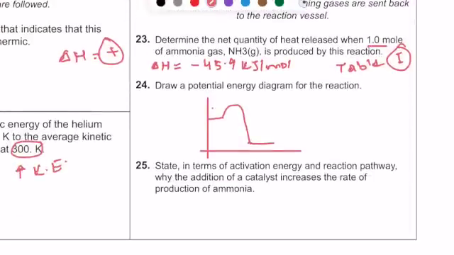State in terms of activation energy and reaction pathway why the addition of a catalyst increases the rate of the production of ammonia. So remember, whenever you add the catalyst, it says in terms of both activation energy and reaction pathway. So you have to say that activation energy goes down and there is an alternate reaction pathway. So if I have to draw that over here, that should look something like this.